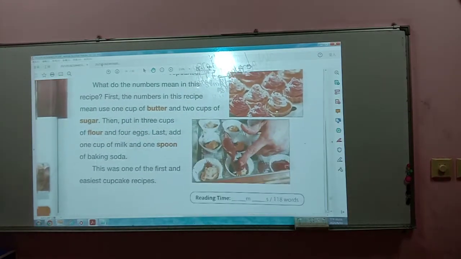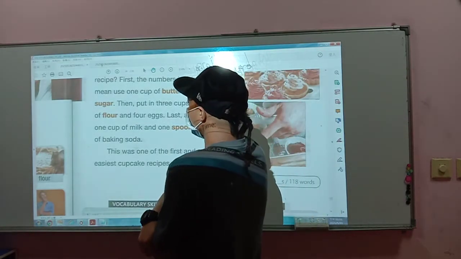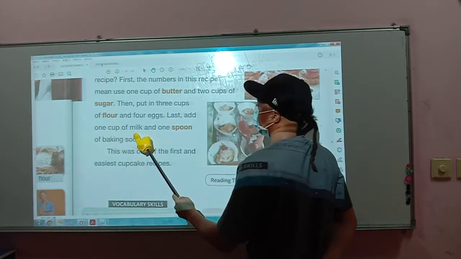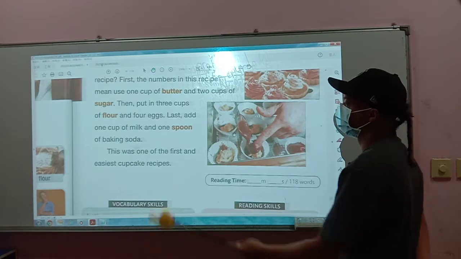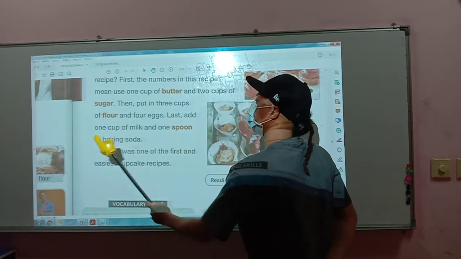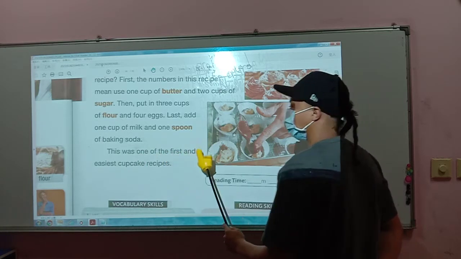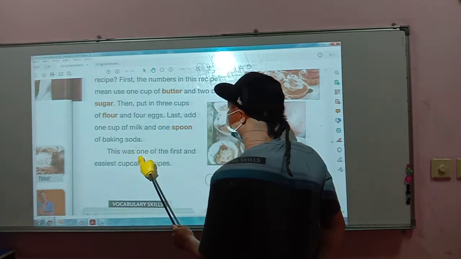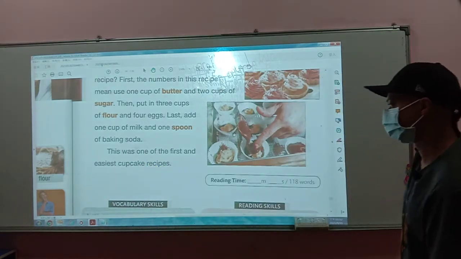Okay, here we go down. Last, add 1 cup of milk and 1 spoon of baking soda. So let's read again. So last, add 1 cup of milk and 1 spoon of baking soda. This was one of the first and easiest cupcake recipes. Alright, so this was one of the first and easiest cupcake recipes.